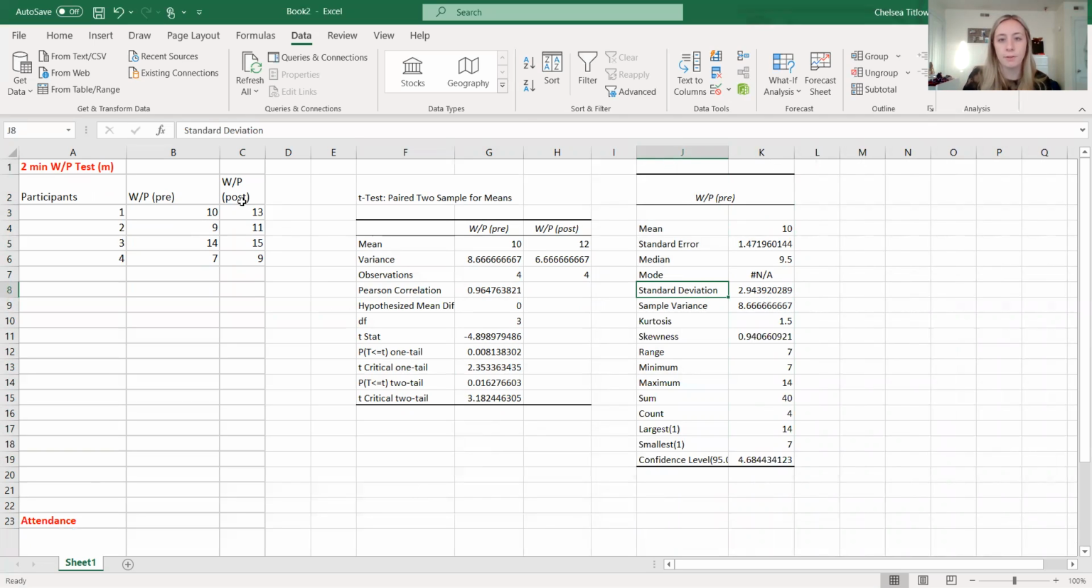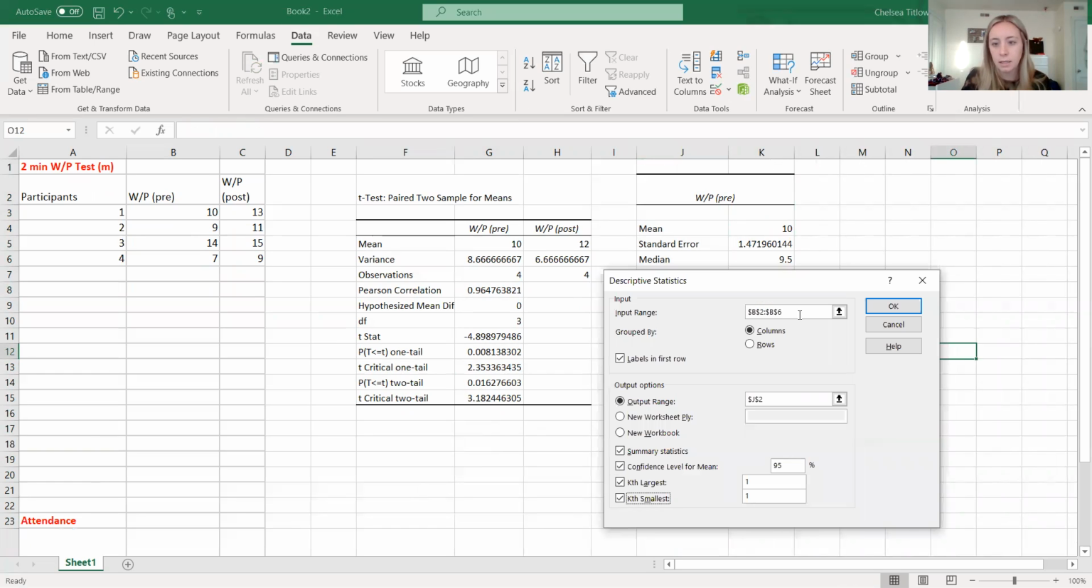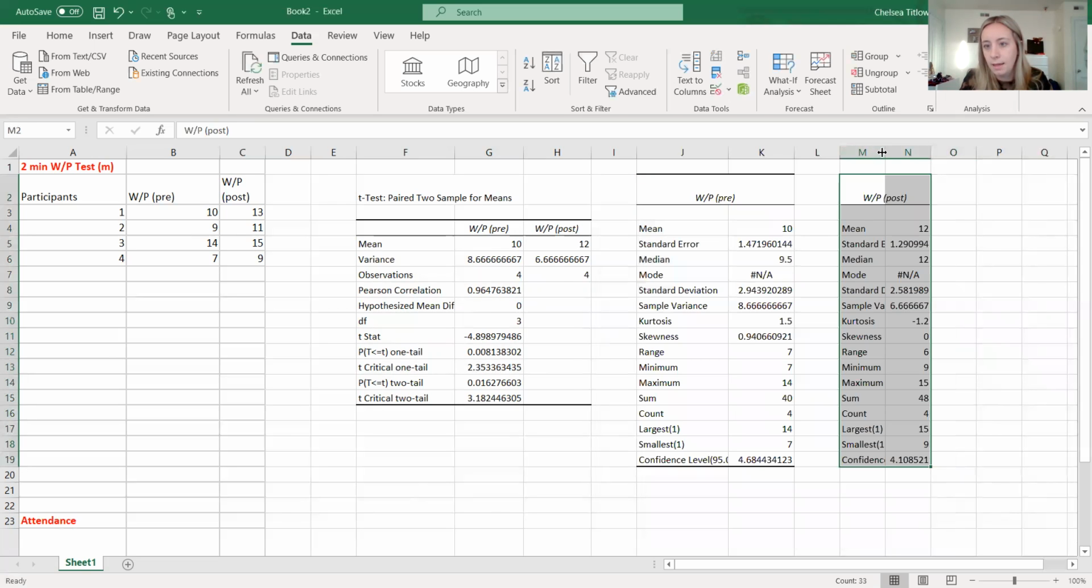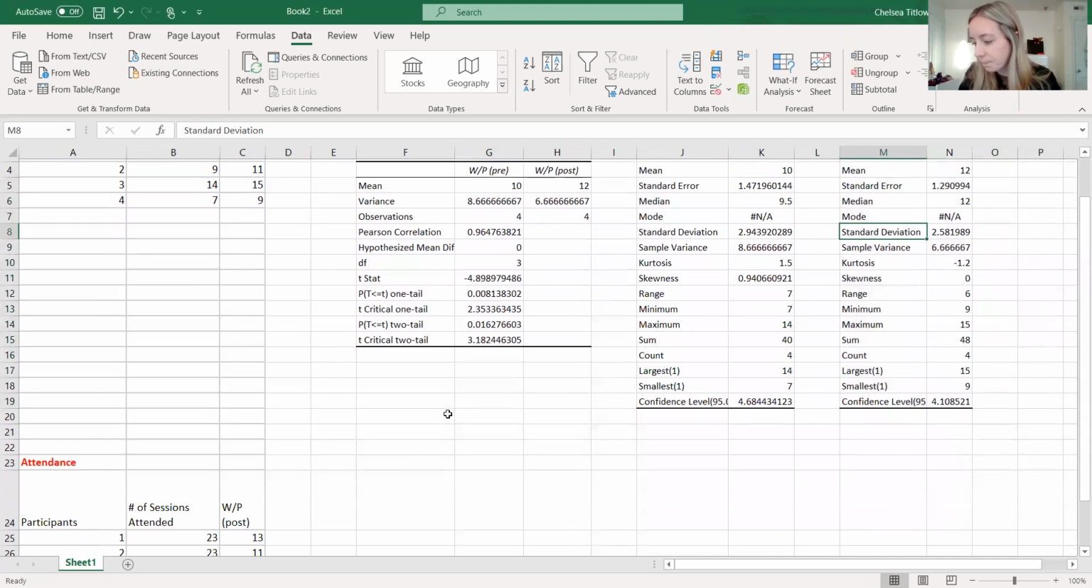Then we'll do the same thing for the post-test scores. Back to data analysis, descriptive statistics, clear this out and this out. Then we will highlight the post scores. You want columns, keep the label, make sure these 4 are checked. Output range, I'll just put it right next to the pre-test scores. Then you'll have that information you need. You can see the standard deviation here as well.